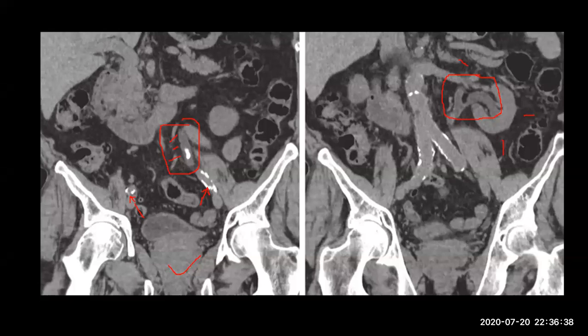Is there anything in the pancreatic head? You see here, this is an oblique reconstruction, and this is the duodenum. I think the pancreatic head, of course we cannot judge 100%, is relatively slightly enlarged. And this is a non-contrast study. We want to see the other reviews of this patient.